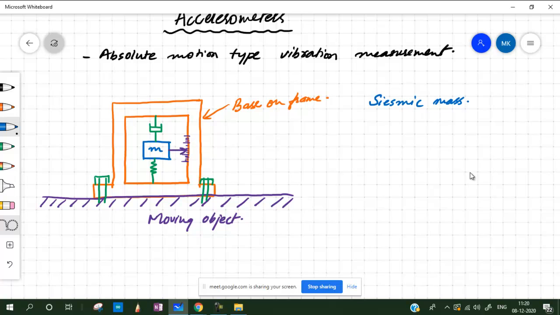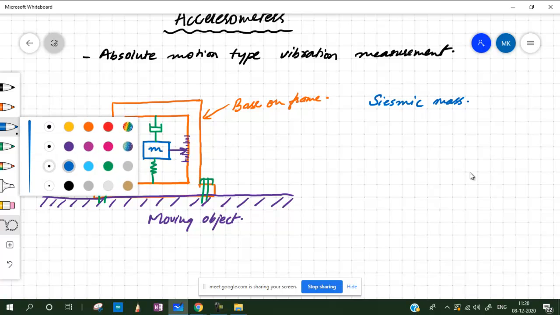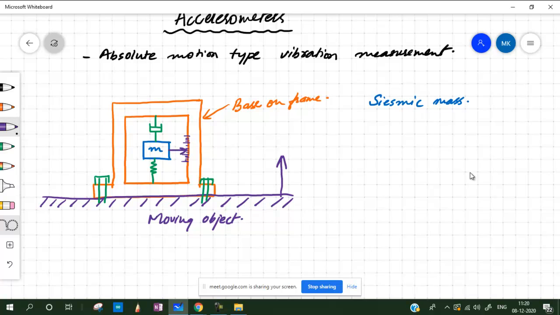All right, now we have the motion associated with the object which is moving. Let's assume that is x, which we can assume to be harmonic motion, x naught cos omega t, because it is vibrating at some frequency and has some amplitude x naught. Because of this motion, the base frame of the accelerometer will also move, but because the mass is not rigidly connected to the base, the mass will have a different motion. Let's take that as y. And let's call another parameter z, which defines the relative motion between the mass and the object, which would be y minus x.